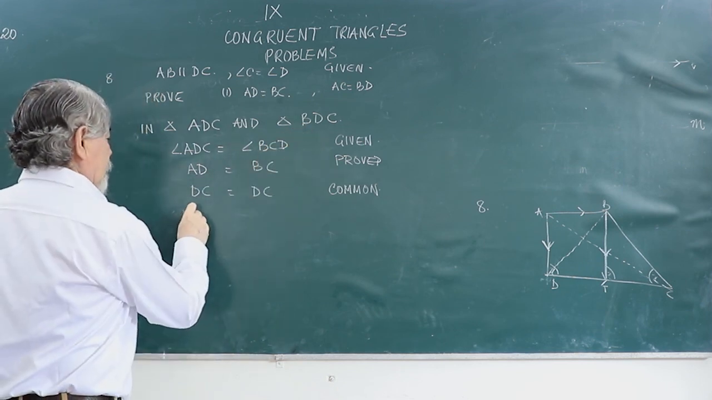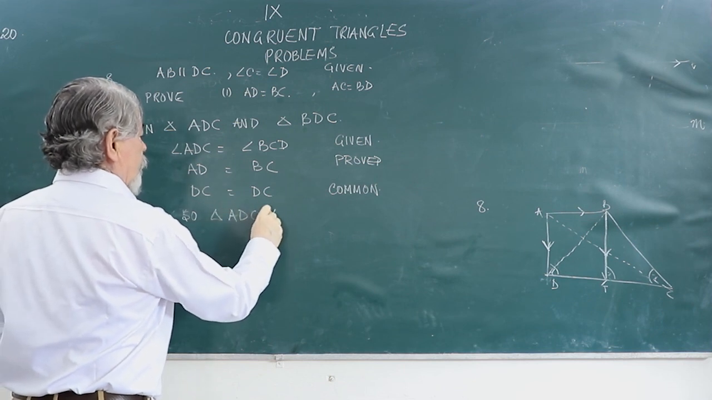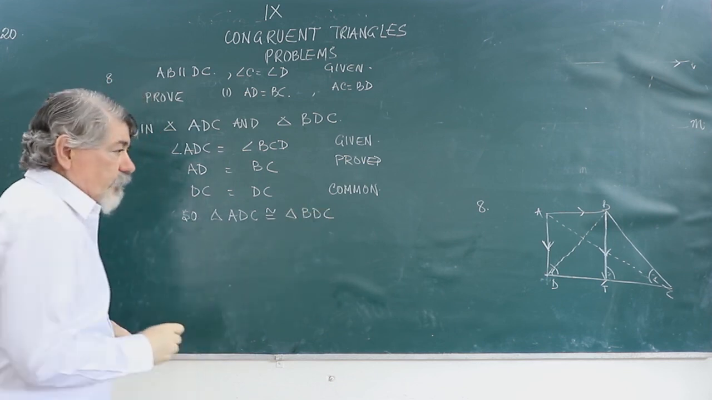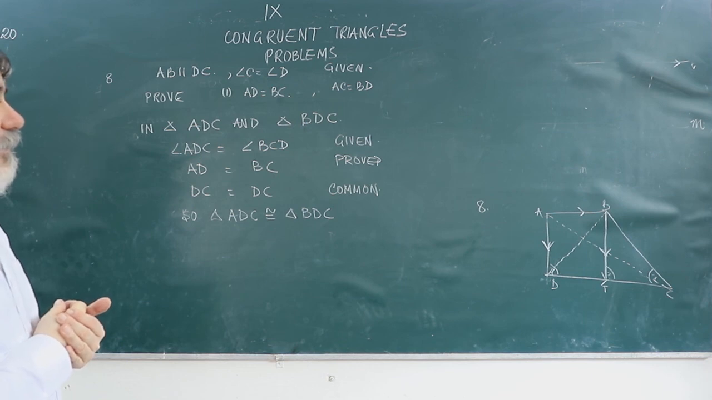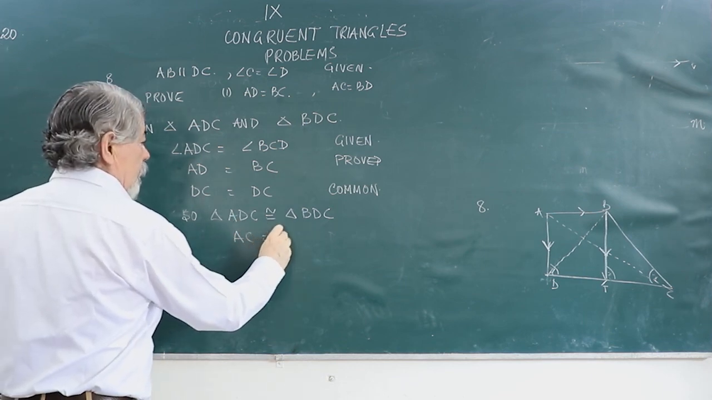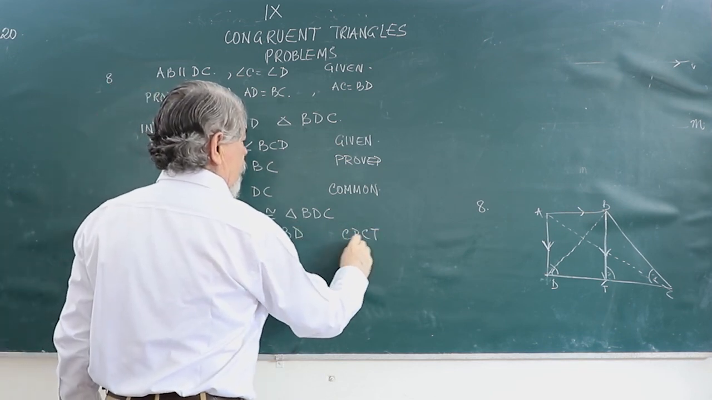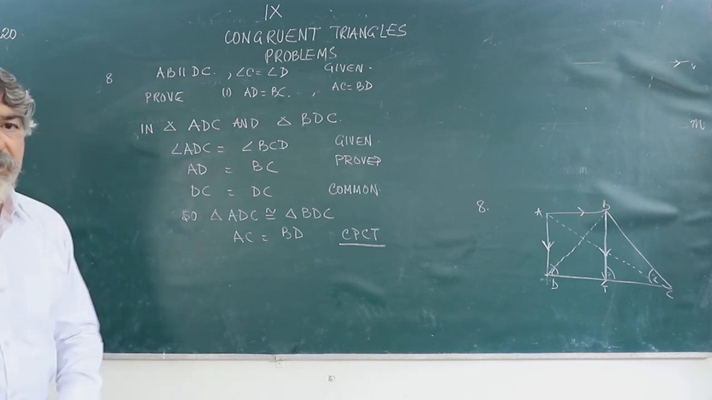So triangle ADC is congruent to triangle BDC. And if they are congruent to each other, then what did we have to prove? We had to prove AC is equal to BD. So AC will be equal to BD, that is CPCT, corresponding parts of congruent triangles.